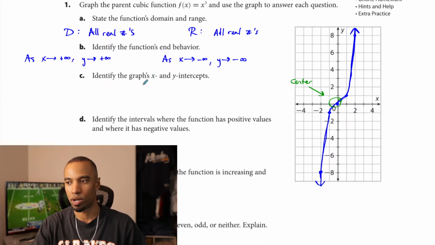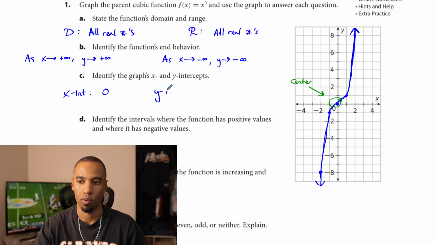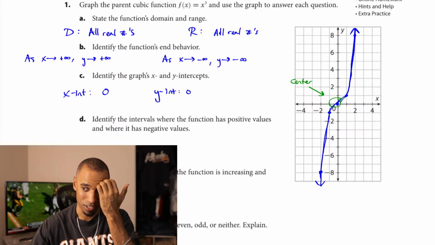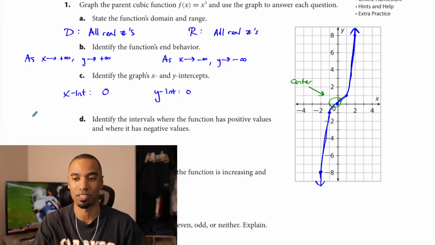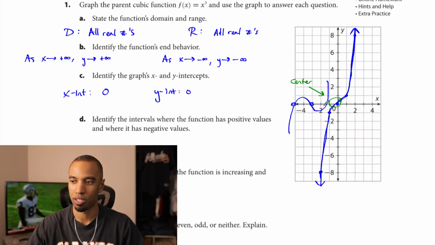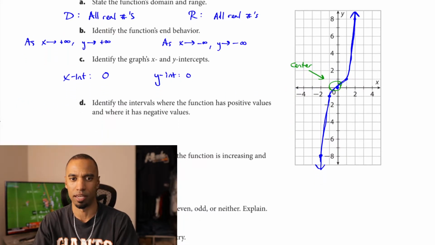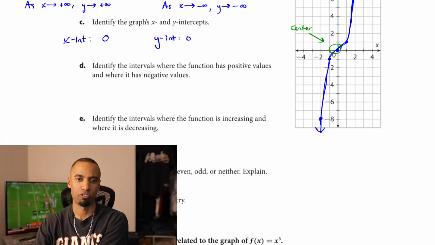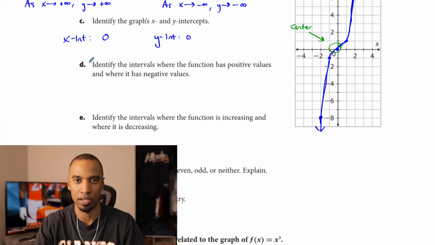X and y intercepts, where do they cross the axes? The x-intercept, it crosses at 0, 0, so the x-intercept is 0. The y-intercept, it crosses at 0, 0, so the y-intercept is 0, and that's it. When it crosses through the origin, that is your only y-intercept, and that was our only x-intercept. There are some cubic functions that can have multiple x-intercepts, but not this one. And not the ones we're going to do here today, because a couple videos from now, we're going to see ones that have multiple intercepts, and we have to know about end behavior, domain, and range, things like that.